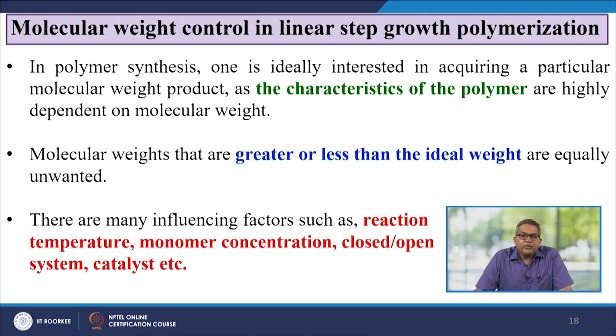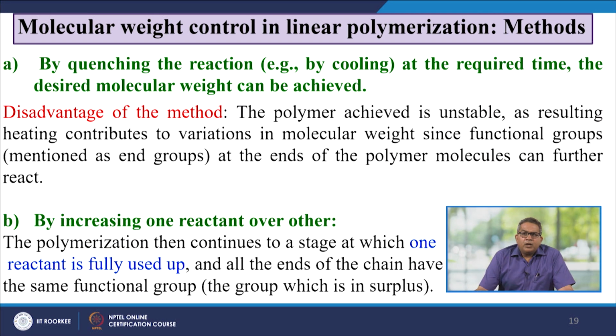Now let us talk about molecular weight control in linear step growth polymerization. In polymer synthesis, one is ideally interested in acquiring a product of a particular molecular weight or molecular weight distribution. The characteristics of the polymer are highly dependent on the molecular weight. So molecular weights that are greater or less than the ideal are equally unwanted. There are many influencing factors like reaction temperature, monomer concentration, closed or open system, and catalysis. Various methods are used for molecular weight control in linear polymerization.